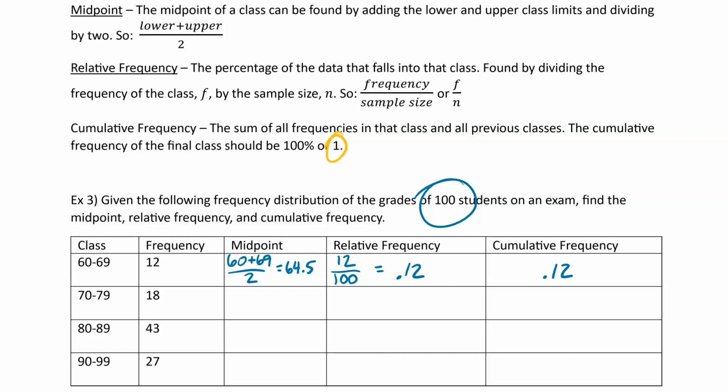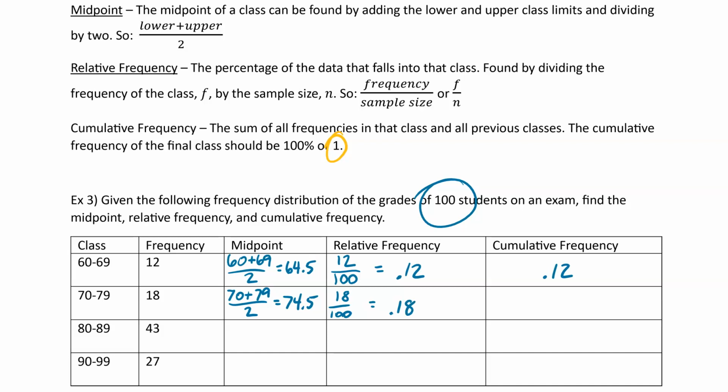All right, so for the next class, again, midpoint, we take the lower limit, 70, add that upper limit, 79, divide by 2, so we're going to get 74.5. For the relative frequency, we're going to take 18 and divide it by 100, so 0.18.